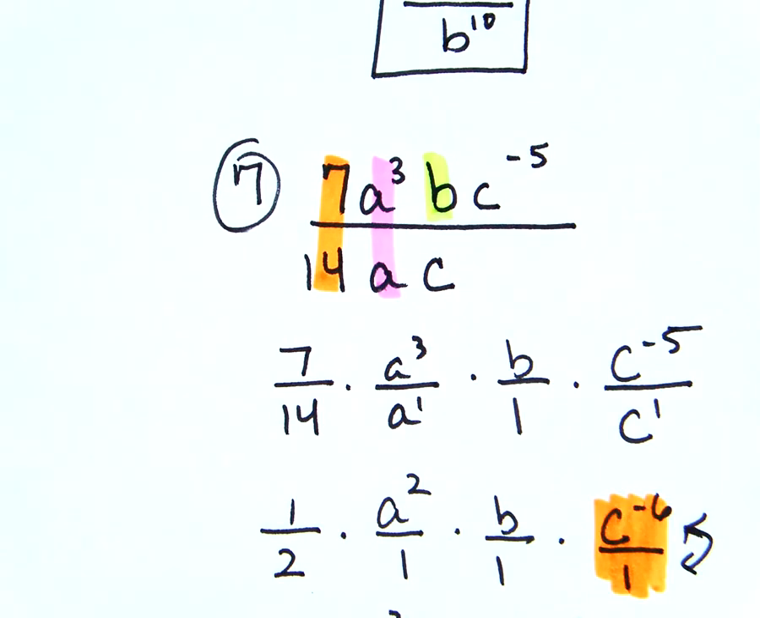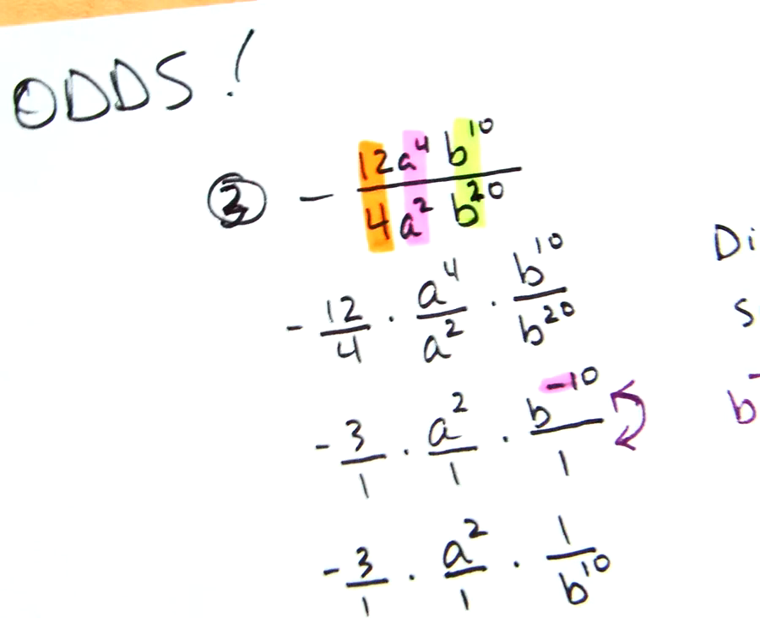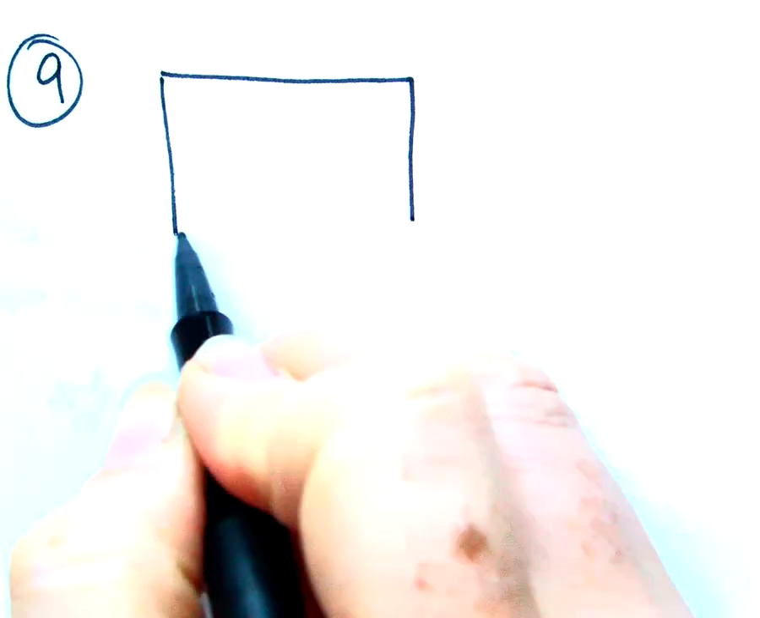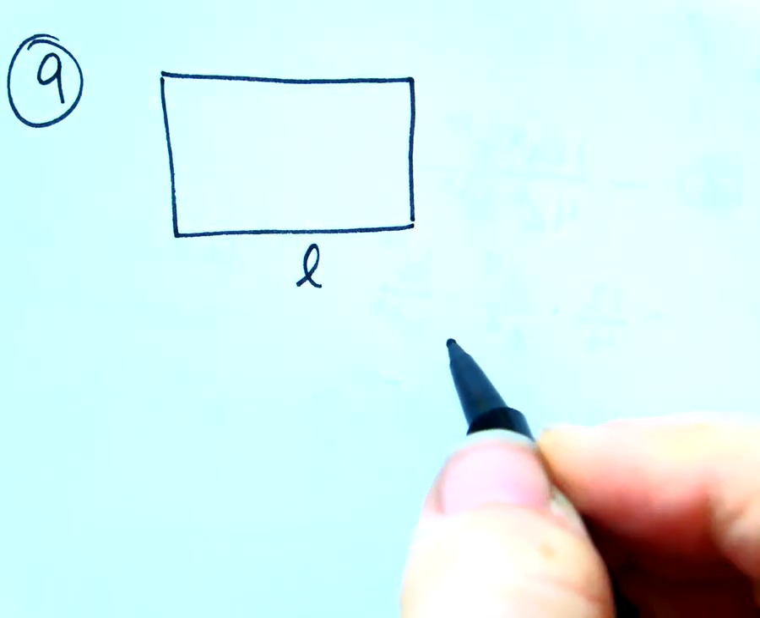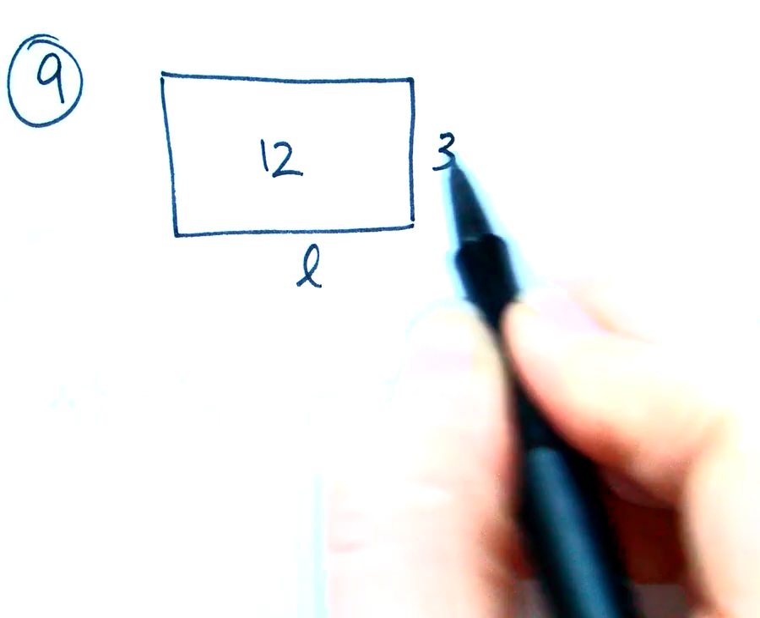Okay, so the last few problems in this homework assignment are dealing with a rectangle, knowing area of a rectangle and one side length. So question 9. Question 9 says, find the length of a rectangle. Okay, so here's a rectangle, and I don't know the length. If you are told the area is 12 and the width is 3.